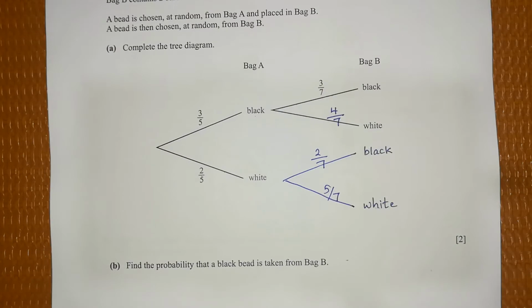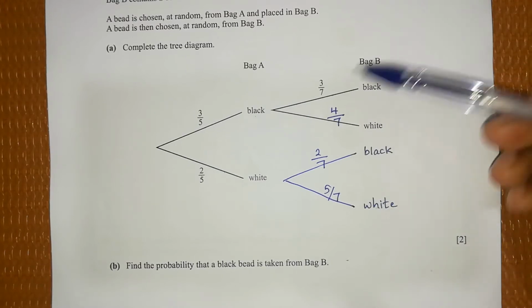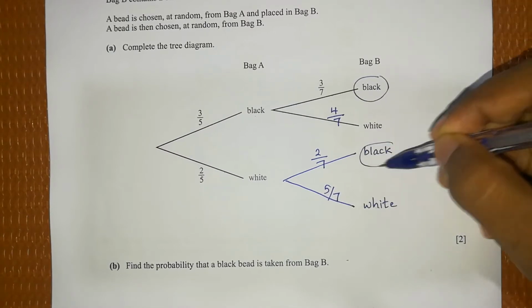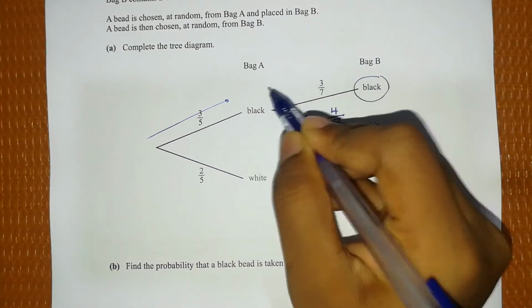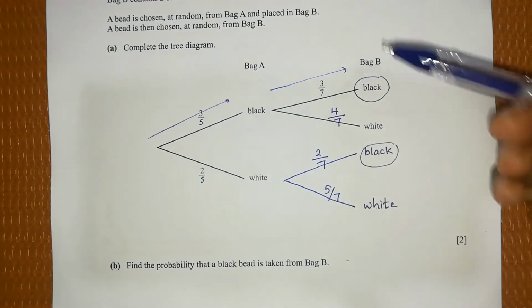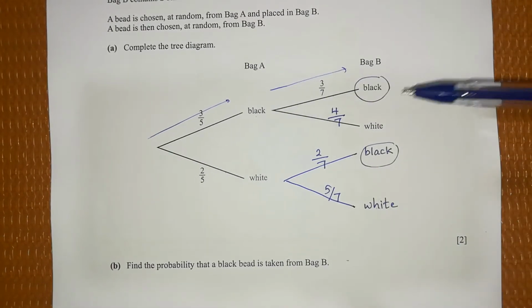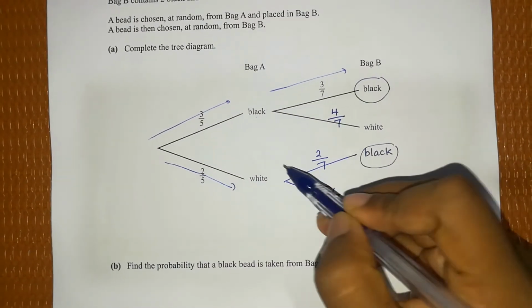B part, find the probability that a black bead is taken from bag B. A black bead is taken from bag B. So this is the bag B possibilities. So taking black is this and this. Then the paths are like this. First take a black, then again a black. So it doesn't matter what is the color you take from bag A. We consider only a black bead from bag B. The other one, white and black.